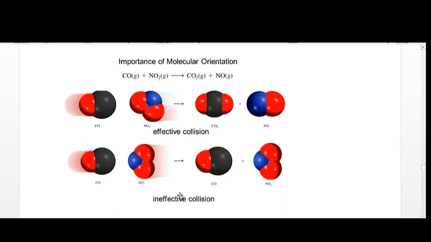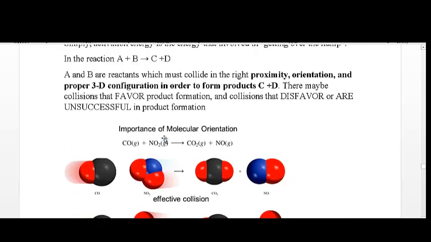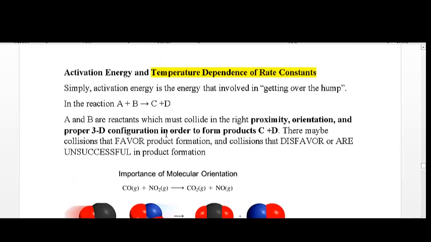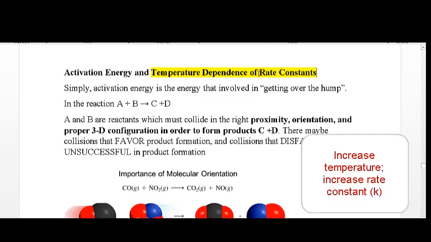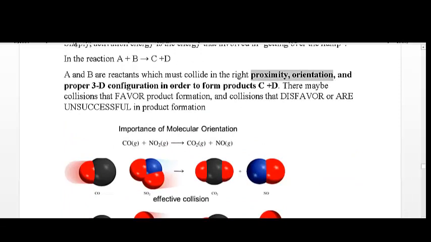Yes, you will have ineffective collisions, but if you increase the temperature to a certain extent, you will get, by statistics alone, effective collisions as well as ineffective collisions. And those effective collisions are enough to overcome the activation energy for the reaction. So with increased temperature, we would expect a higher rate constant, which is a good thing if you want your reaction to proceed fast.